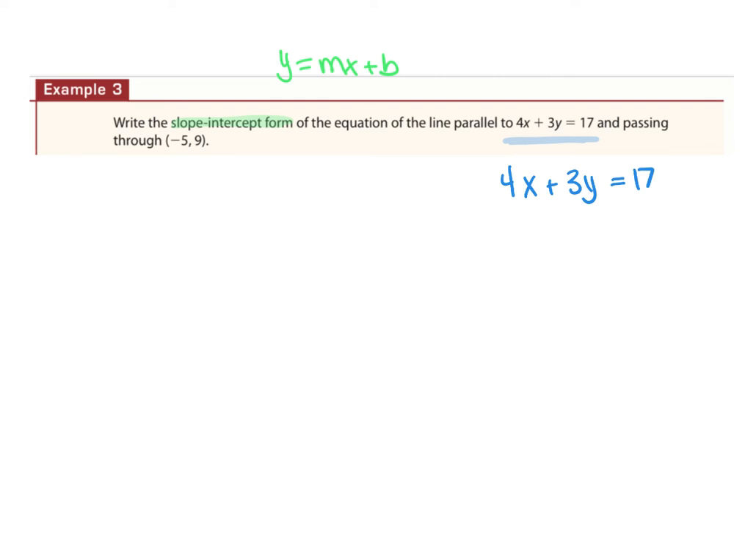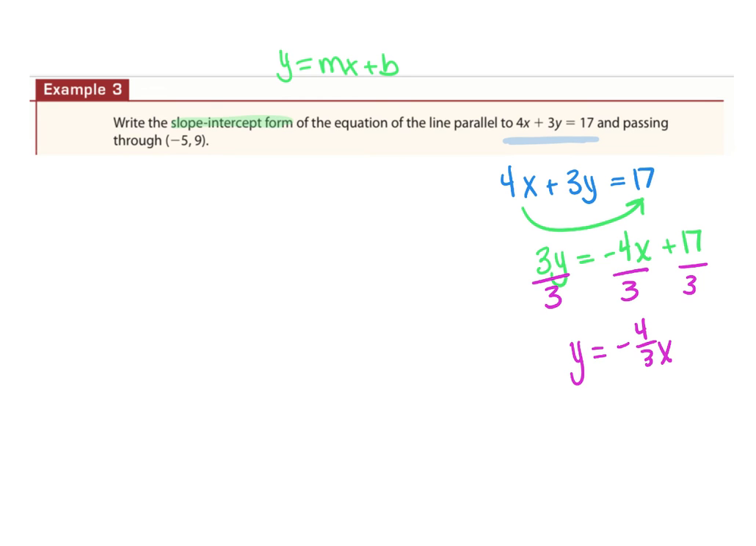To find the slope, I'm going to move my x over. 3y equals, remember it changes signs, negative 4x plus 17. And then I divide everything by 3. So this line, I just rewrote it from standard form to slope-intercept: negative 4/3 x plus 17/3. All right?